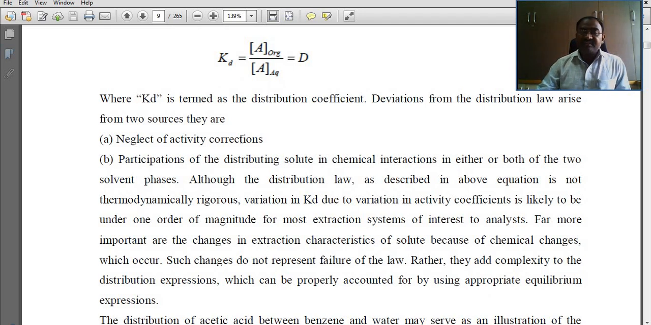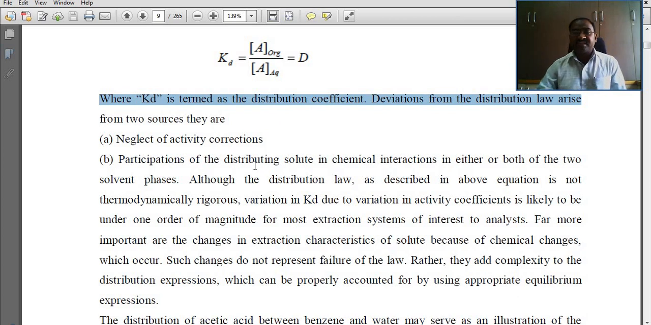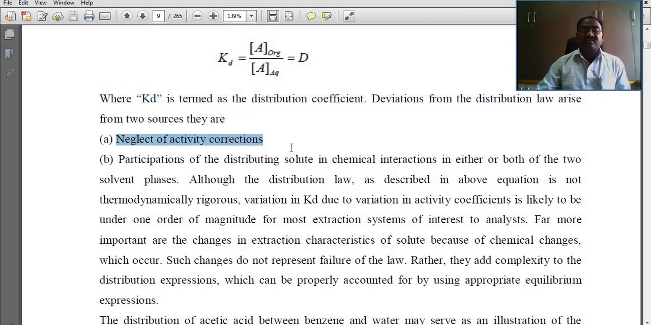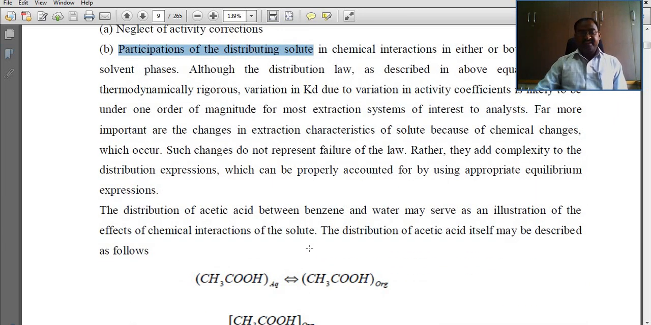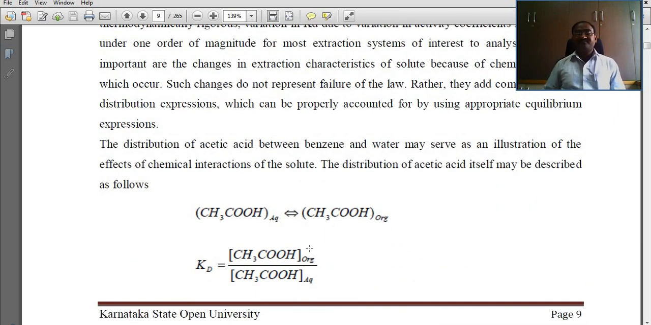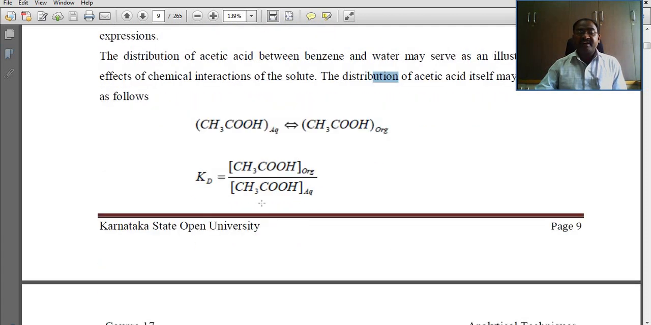Here the deviation from the distribution law arises from two sources. They are neglect of activity corrections, and participation of the distributing solute in chemical interactions in either or both of the two solvent phases. Consider the examples of this. The distribution of acetic acid itself may be described as follows.